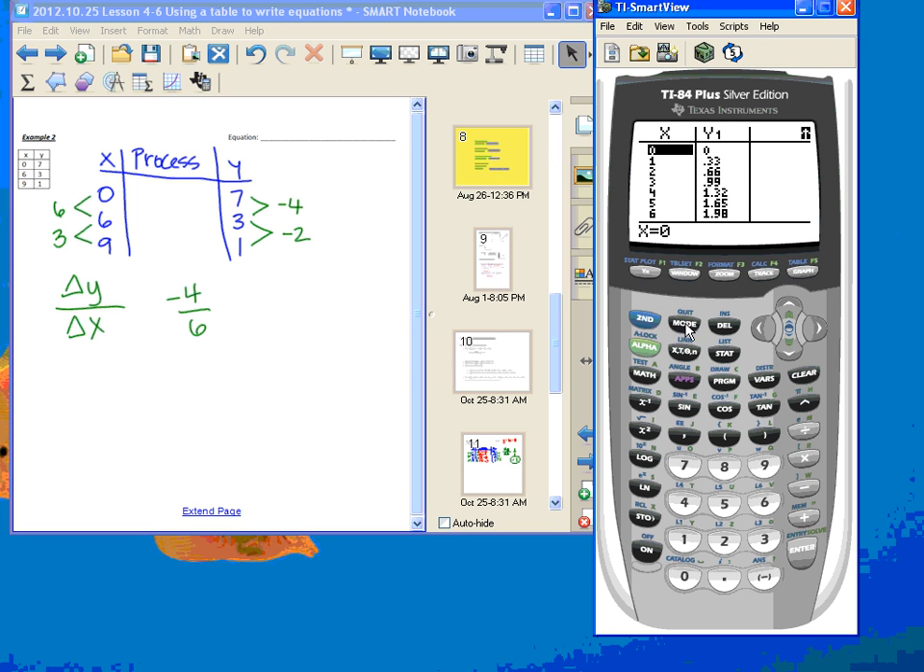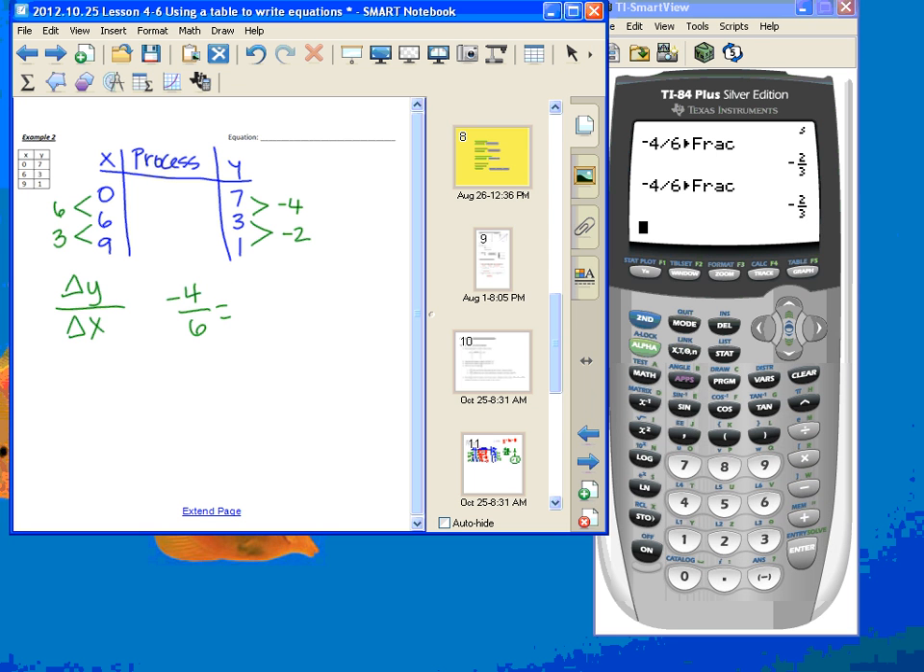If you're on your home screen and you want to reduce your fraction, you're going to do negative 4 over 6, and then push math, enter, enter, and it will reduce for you. So negative 4 over 6 reduces to negative 2/3.